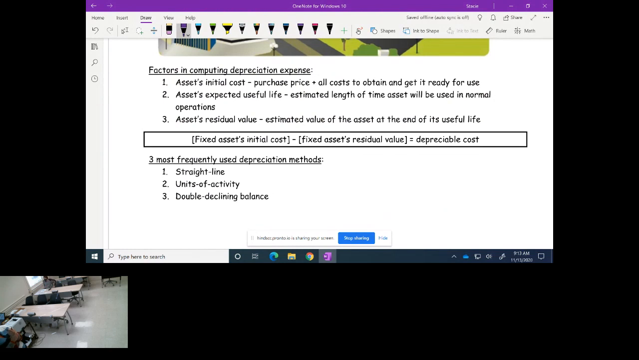That's what residual is. So when we're trying to determine how much we're going to depreciate, we'll take the cost of the asset, subtract that residual value, and then the rest of it will depreciate. There's three different methods we're going to look at: straight line, units of activity, and double declining balance.